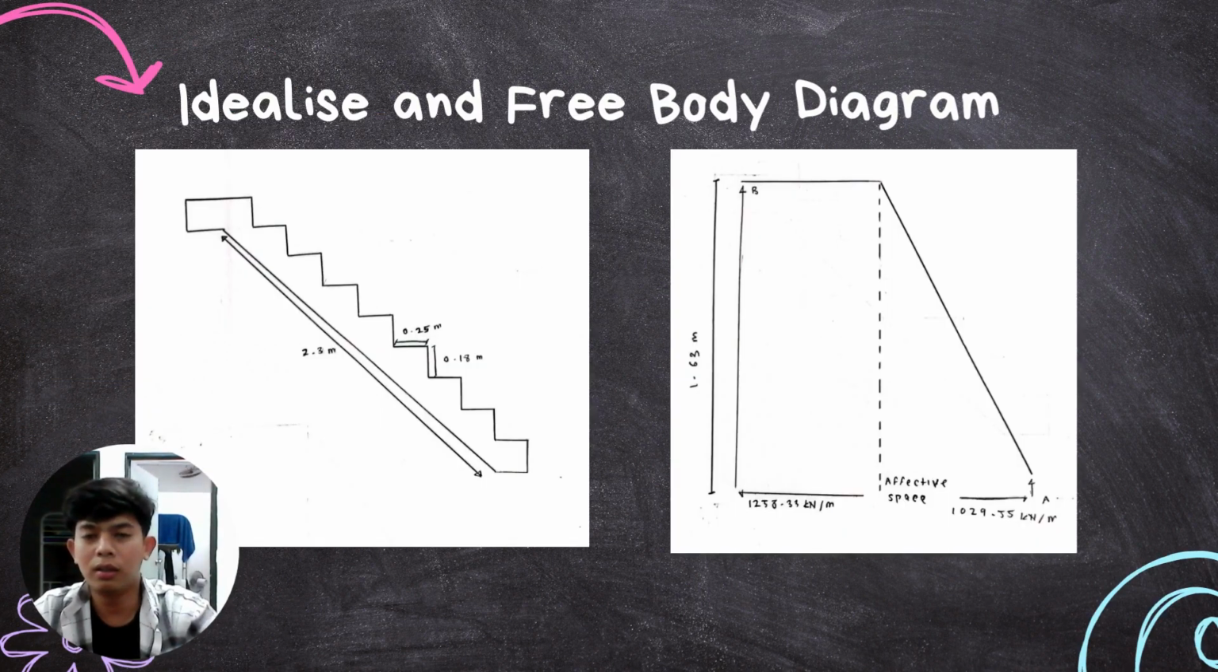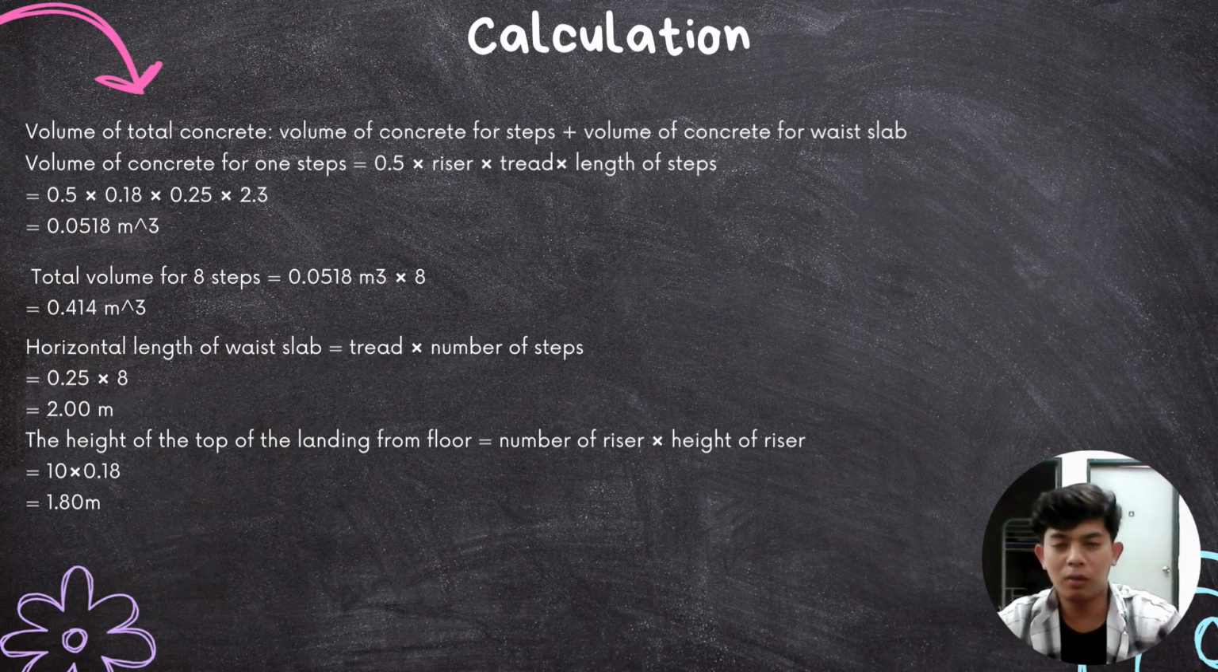As you can see here, the idealized and free body diagram of the chosen staircase structure. Here is the calculation for this staircase structure. The volume of total concrete is 0.0518 meter cube. The total volume for 8 steps is 0.414 meter cube. The horizontal length of base slab is 2 meter. The height of the top of the landing from floor is 1.8 meter.